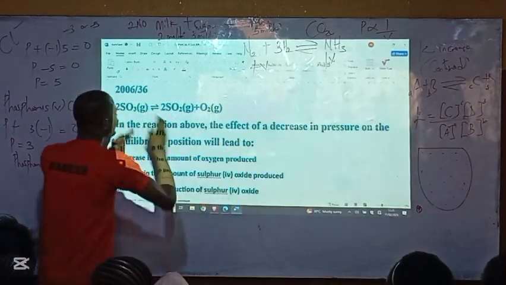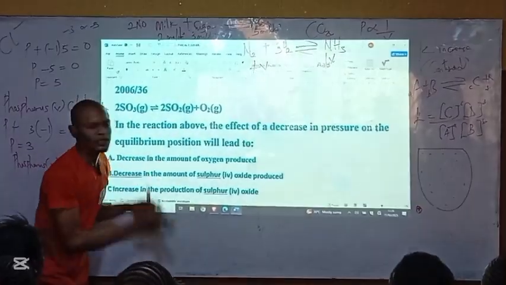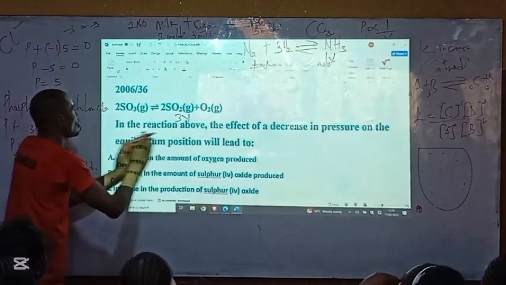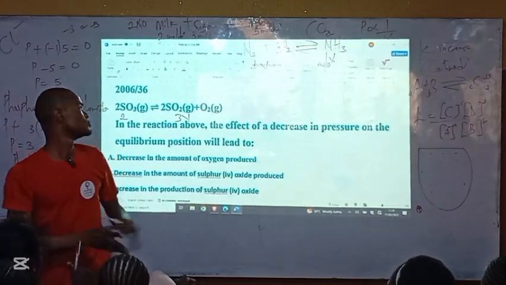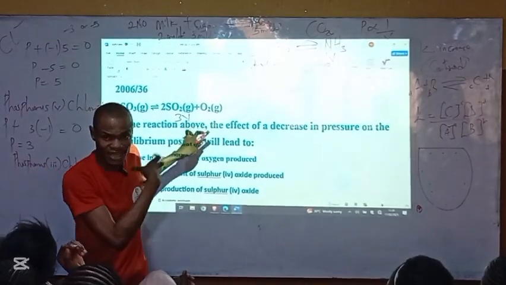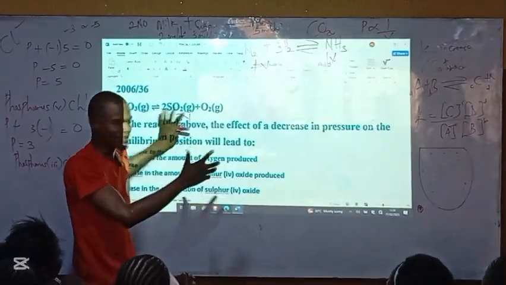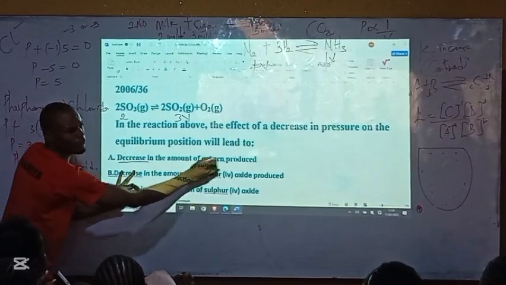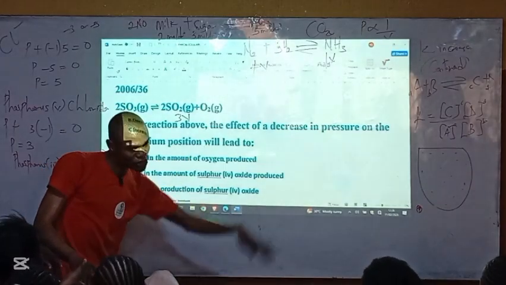Option A, wait, look up now. These are gases, right? How many moles do I have here? 1 and 2, that is 3 moles total. Where do you have the larger volume? The product side, right? Which means if I decrease the pressure, the reaction will go to the product side, where I have a larger volume, so more product will be formed. So is there a decrease in the amount of oxygen produced? No. More oxygen will be formed, so there will not be a reduction in the production of oxygen.